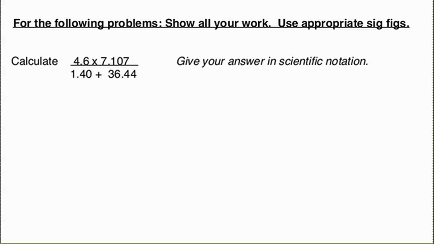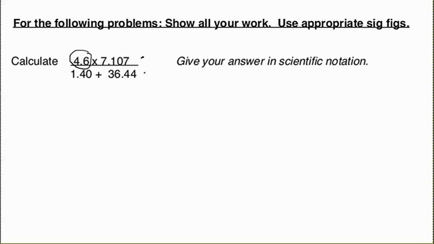Okay, for the next problem, calculate 4.6 times 7.107 divided by 1.4 plus 36.44. This is pretty simple. You put the top numbers into your calculator and you can add the bottom numbers, and you can just take the top divided by the bottom. The main consideration here is to figure out how many sig figs you're going to have. You're going to be limited to 2 sig figs because of this 4.6 that you're multiplying by.